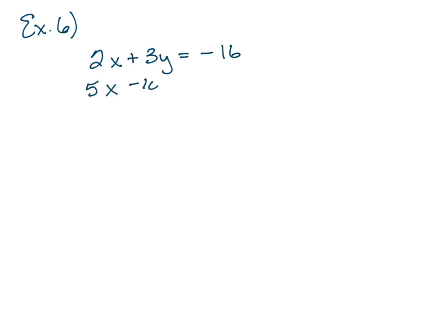Okay, here's another one. This is example 6. Example 6 says 2x plus 3y is equal to negative 16, and then 5x minus 10y is equal to 30.